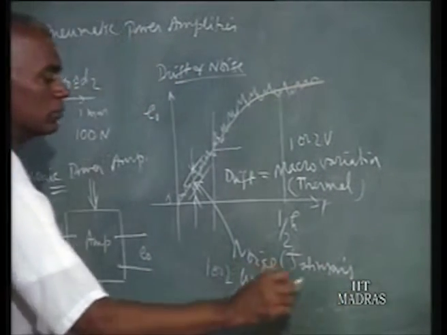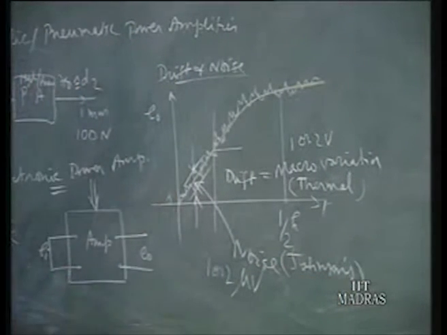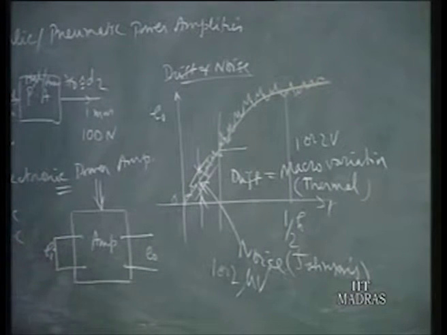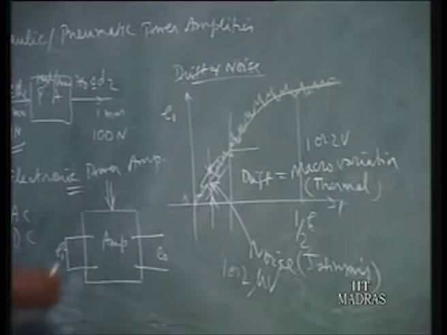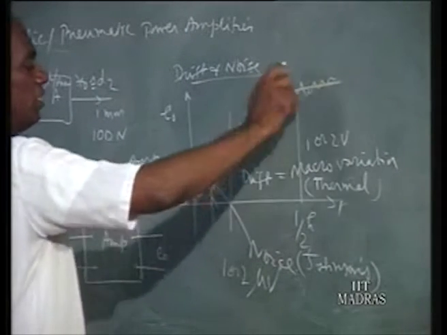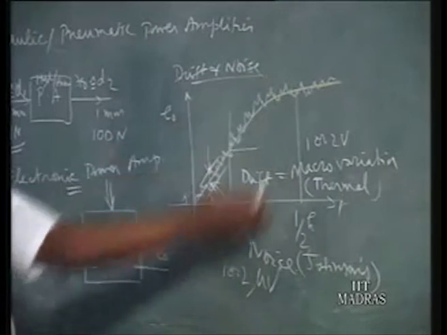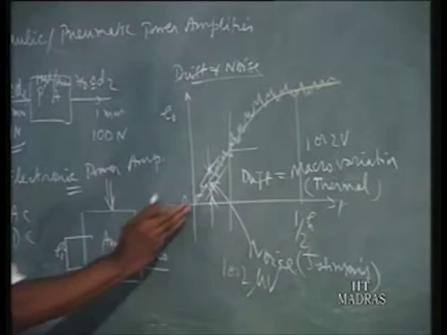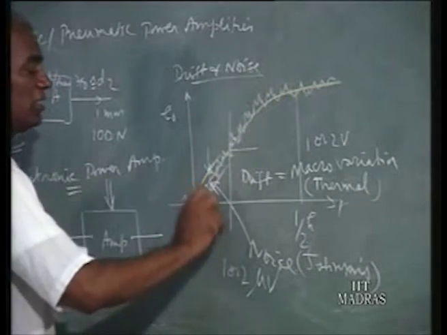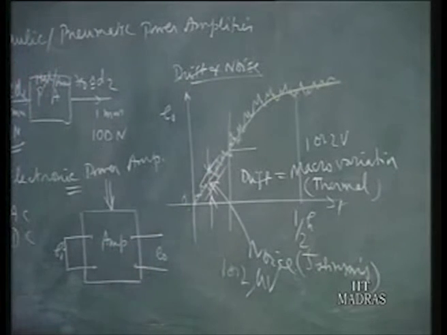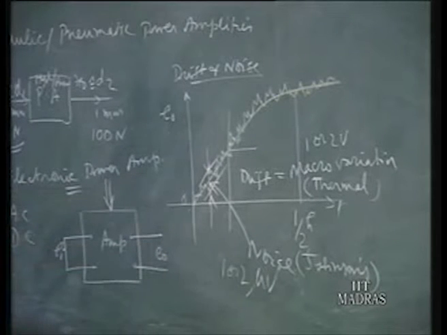Johnson's noise is due to random flow of electrons in the electronic elements, say a resistor or transistor or capacitor. In these elements, you will have the random flow of electrons, so the noise will be there. Whenever we use all those elements, noise will be there. Whereas drift can be reduced after some time. Drift is a slowly varying phenomenon, whereas noise has high frequency but very low amplitude. These are the two problems in any power amplifier.